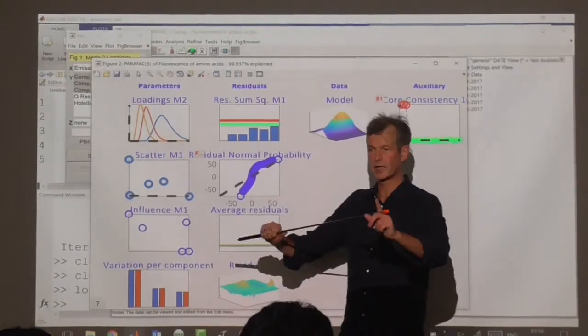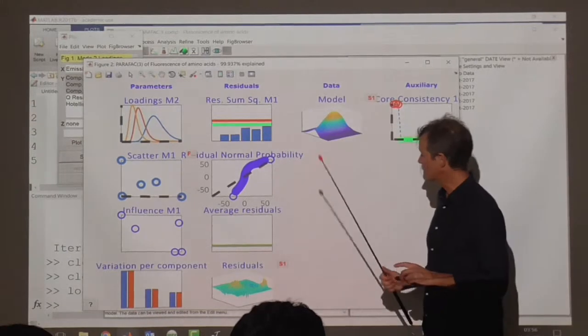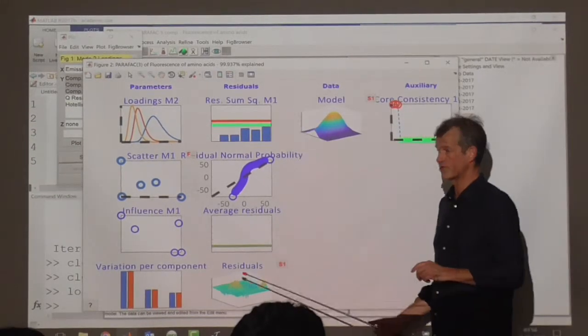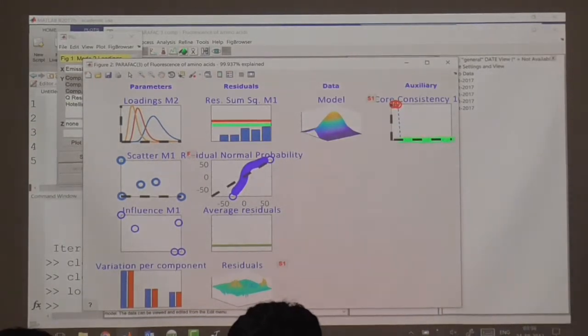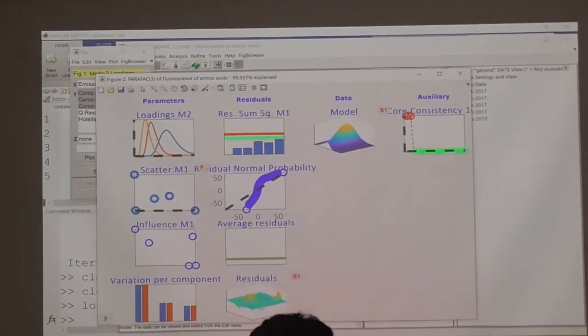Scatter plot, so I'm plotting one against the other. What I would like to focus on right now is the residuals. So I already told you that the residuals come from the data.